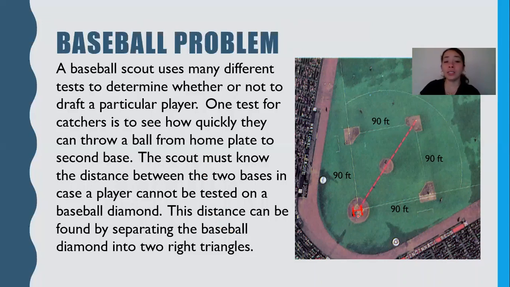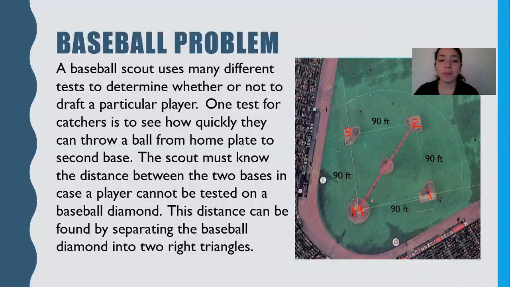So one test, again, is to see how quickly they can throw from home plate to second base, because they go from here, 1, 2, and 3. It says it's from home to second. Notice that red line. The scout must know the distance between the two bases in case a player cannot be tested on a baseball diamond. So in case they don't have access to a baseball diamond, you need to be able to know how far that is.